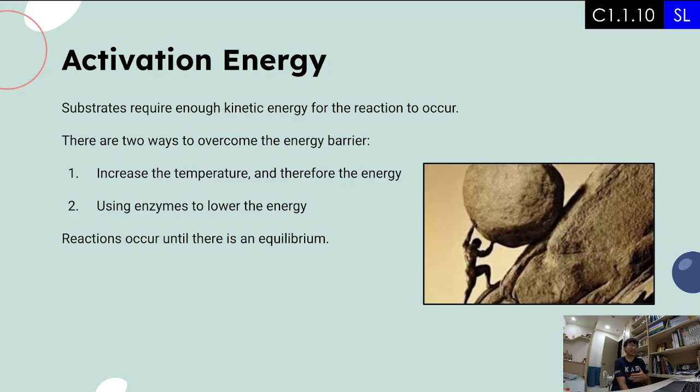So, substrates require kinetic energy for the reaction to occur. And there's two ways to overcome this. So, first, we can increase the kinetic energy through temperature. But in a lot of organisms, you don't want to be too hot. That's bad. So, in a lot of organisms, we use a second way. Use enzymes to lower the activation energy. And the reaction will occur until there's an equilibrium between a product and a reactant.